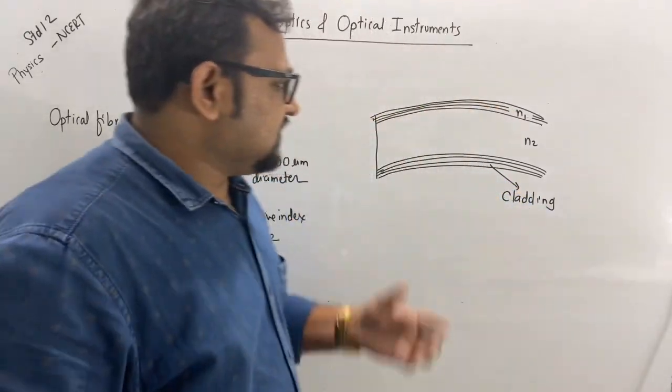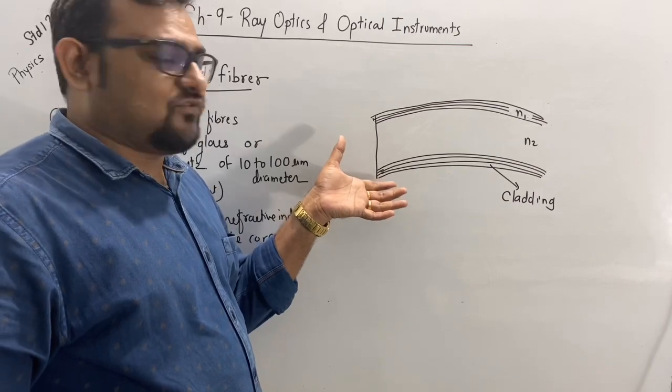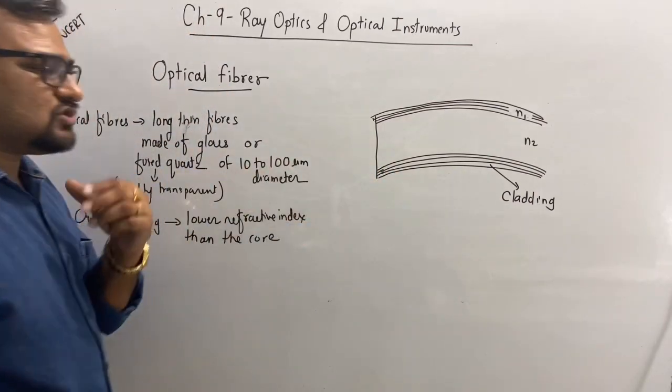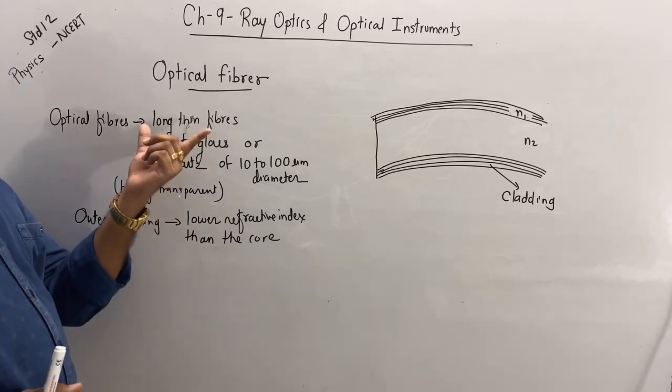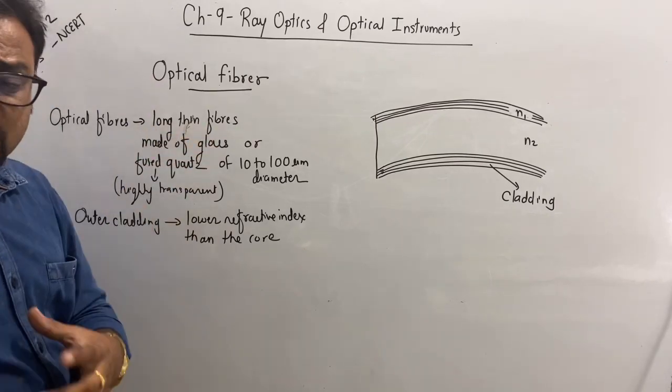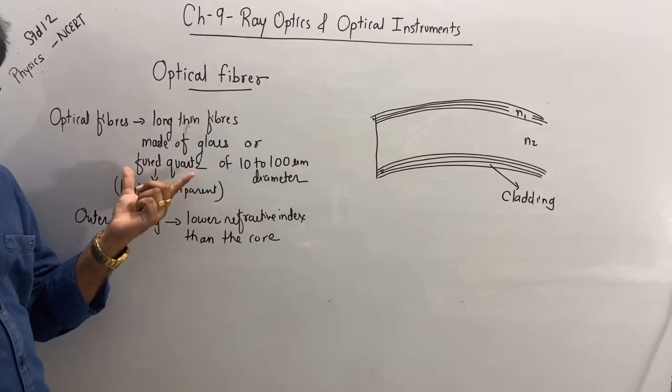See here, you can see the structure of an optical fiber. Now see, what is this optical fiber made up of? Optical fiber is made up of long, thin fibers made of glass or fused quartz.